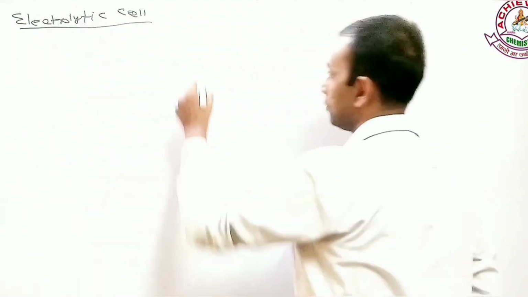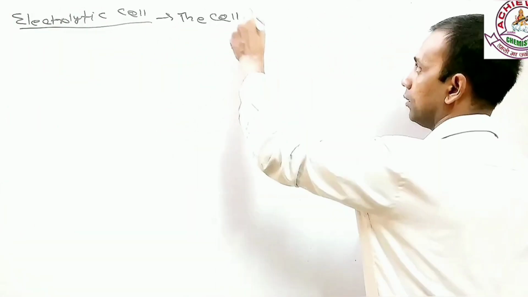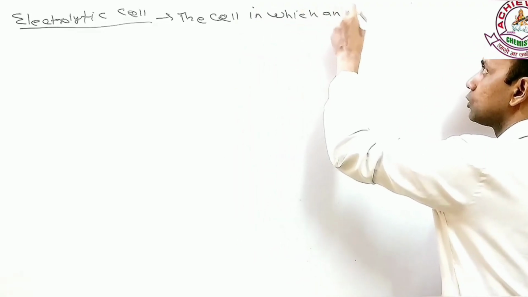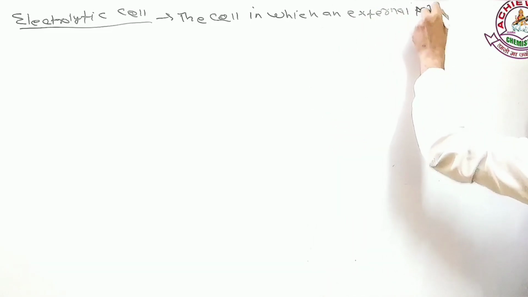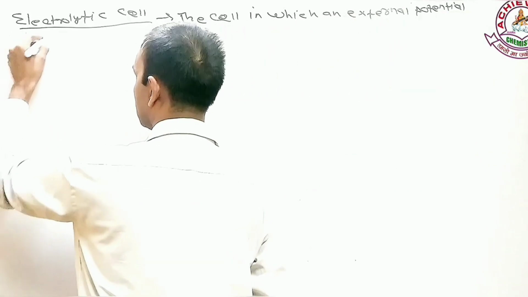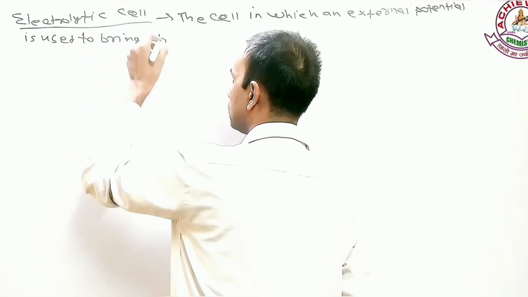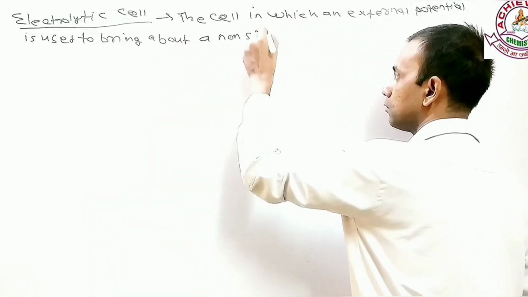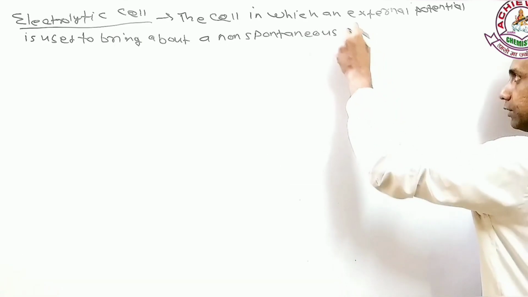So an electrolytic cell, the cell in which an external potential is used to bring about a non-spontaneous process.